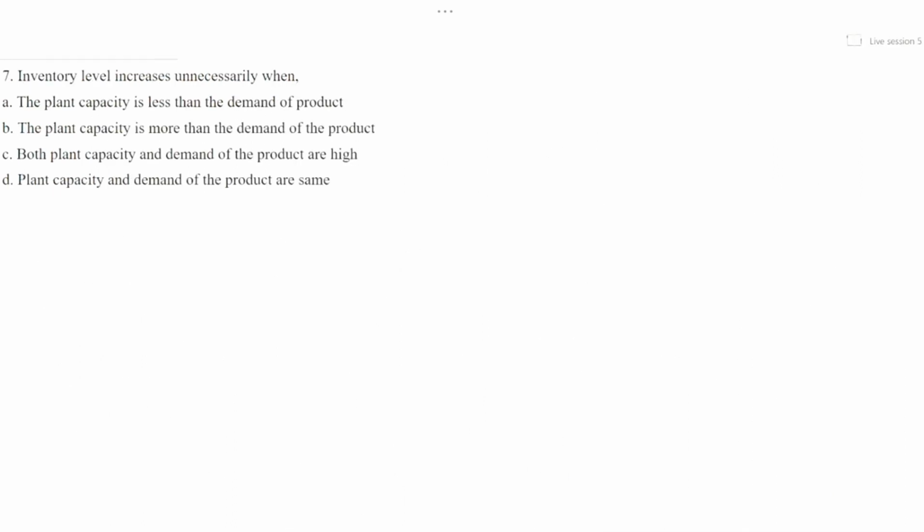Okay, so the next question is: inventory level increases unnecessarily when. Higher production capacity and less demand will lead to unnecessary building of inventory. Holding up of the cost and capital will occur, which is also not good. So in both these situations, the profit will be reduced. So it is important that the capacity of the plant should be almost equal to the level of demand, so that maximum plant capacity is utilized and whatever the demand is, it is also fulfilled. So the correct option is option B.